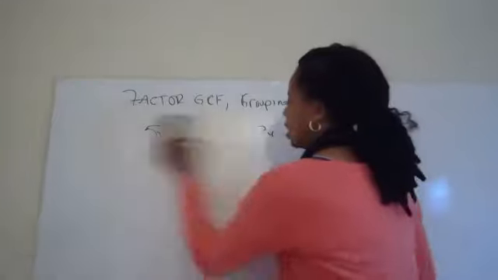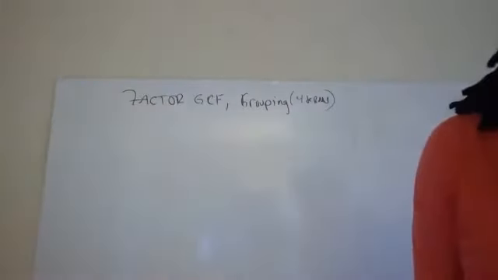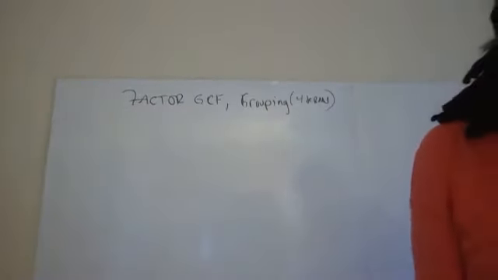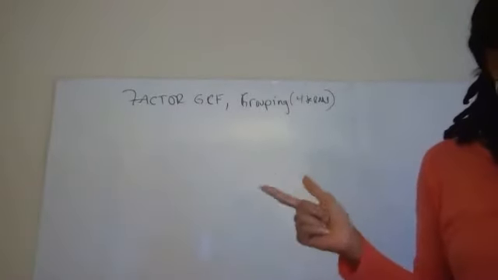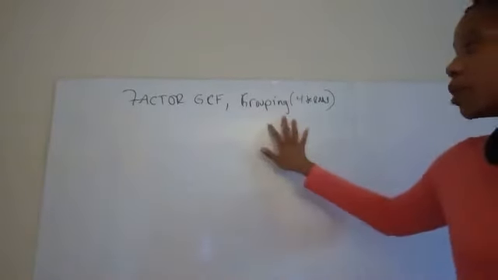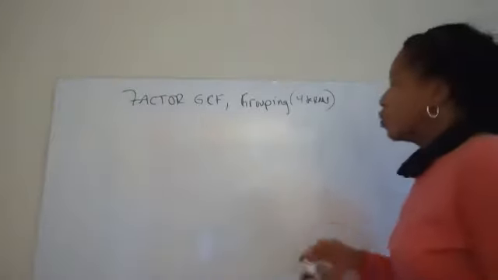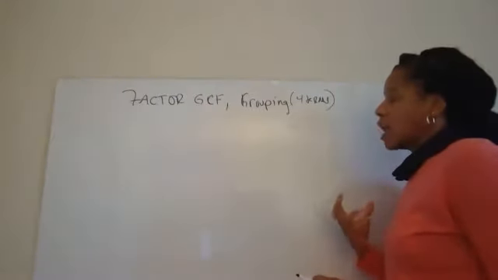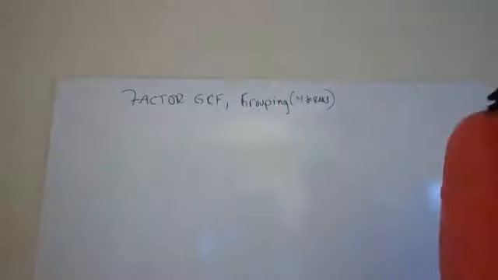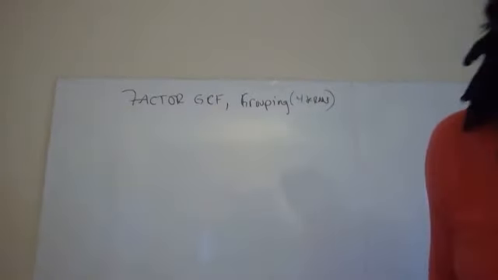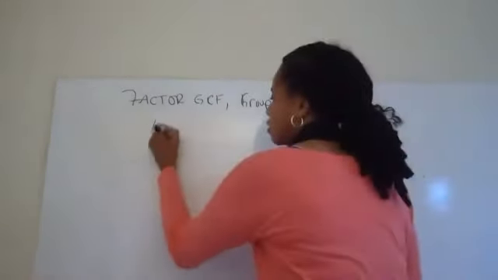All right, so let's look at another one. So GCF, greatest, and factoring by grouping. So that's your 4 terms. Then you have, when we're factoring a greatest common factor out of a problem first, and then having to factor the problem. So let's look at this.